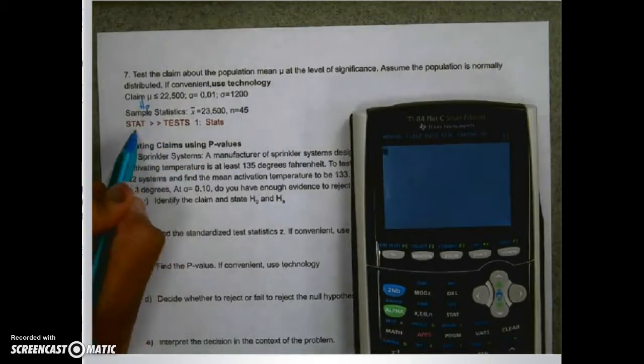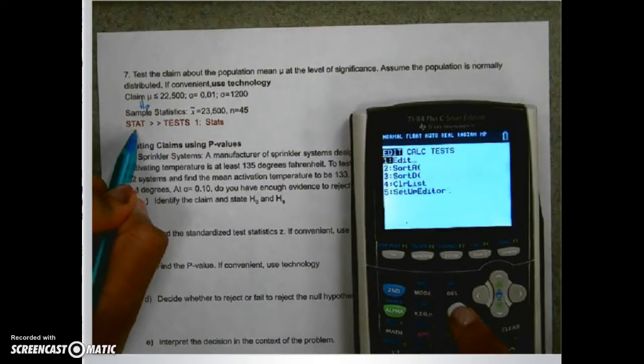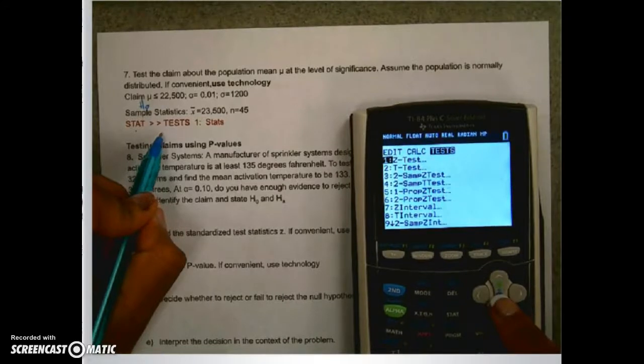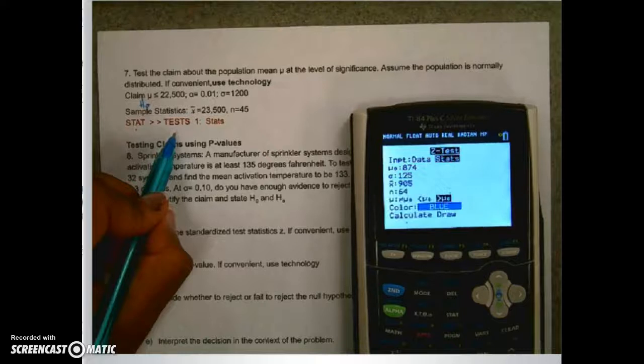So let's go on our calculators, hit stat, if you would please. And then hit arrow, because we're going to be testing now, not calculating. And then number 1, because this is a z-test. And we're going to put in some information.